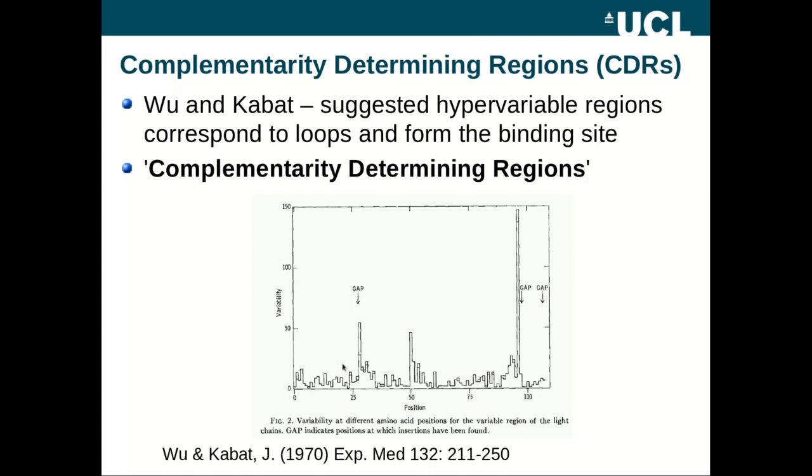And what they noticed when they looked at this plot was that there were three regions just after residue 25, just after residue 50, and just before residue 100 that were more variable than the rest of the sequence. So they called these hypervariable regions, and they proposed that these hypervariable regions would actually form loops and that they would come together in the three-dimensional structure of an antibody to create what they termed complementarity determining regions, or CDRs, and that these CDRs, which is just another name for hypervariable loops, would form a binding site to which the antigen would bind. Now, this work was done several years before we knew anything about the actual structure of antibodies. This was a prediction made purely on the basis of sequence.